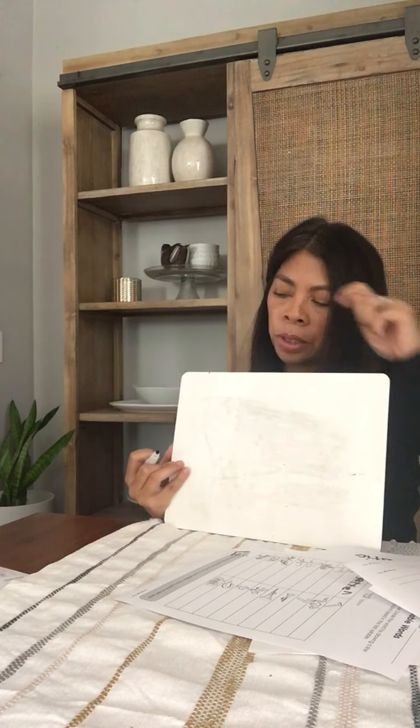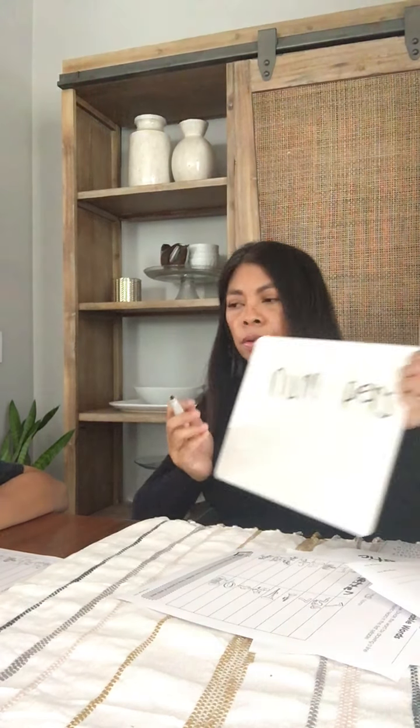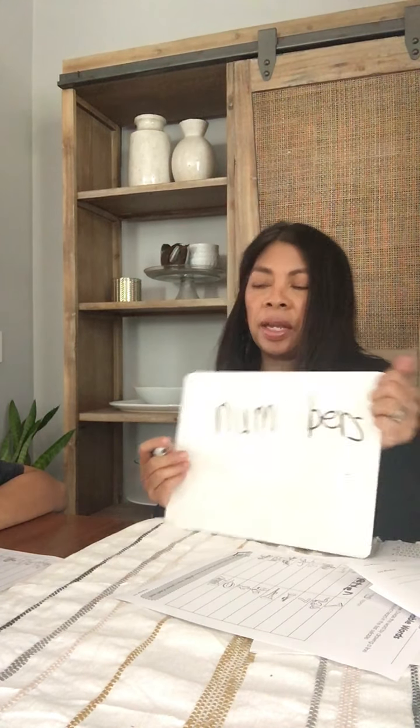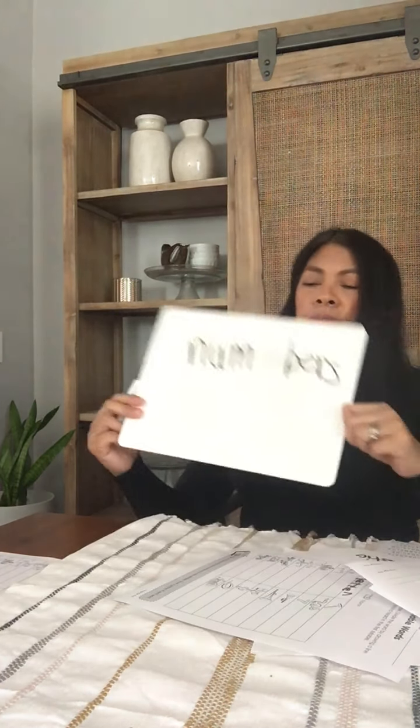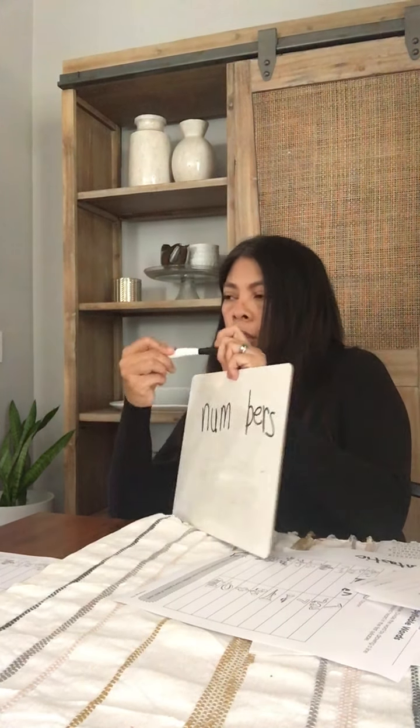Let's take that, guys. Ronan's having a little bit of a hard time with the next one. And that is right here. Number. Okay, can we clap it out? Numbers. That's good. Numbers, right? And how many syllables is that? 2. And Ronan, can you circle the vowels in each of the syllables?